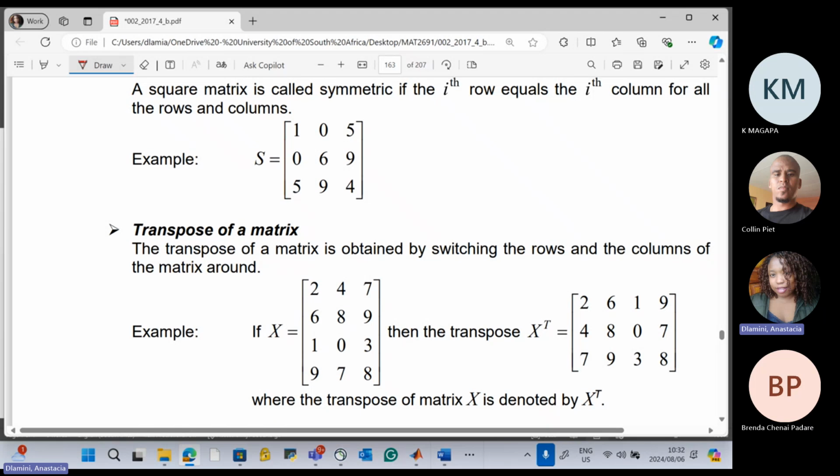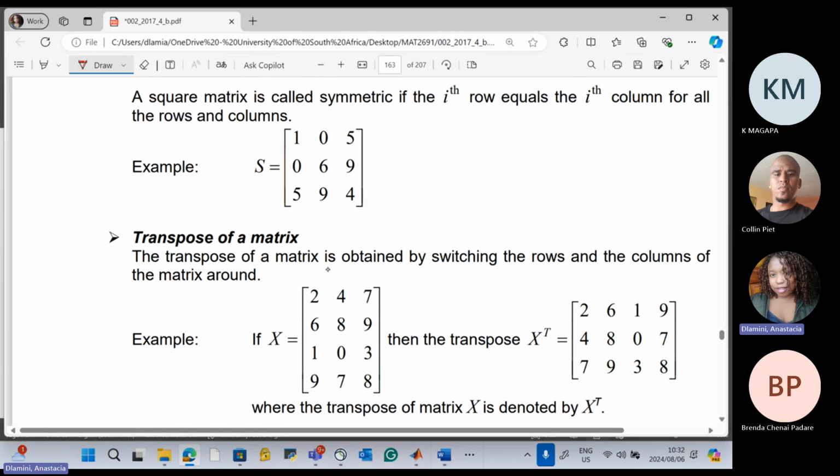So what they mean is we have this matrix X. Now, with this matrix, if they say find the transpose of X, that is X to the power of T, they mean that the rows become the columns and the columns become the rows. So you go and take the first row and write it here.